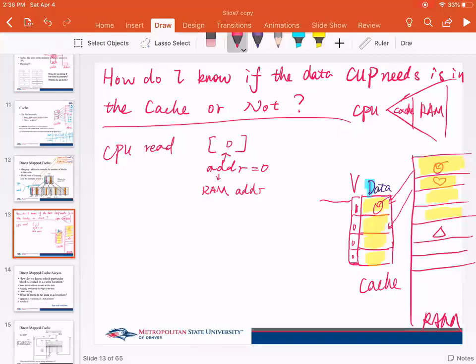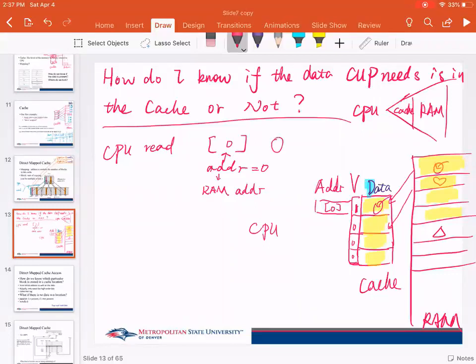So unfortunately, we have to store not only the data, but also the address of each piece of data we store in the cache. Because when the CPU tries to read this piece of data from the cache, you don't actually know, is it an apple or is it the data you want, right? So the only thing you know is the address of the data. So you have to store not only the content of the data, but also the address of the data.